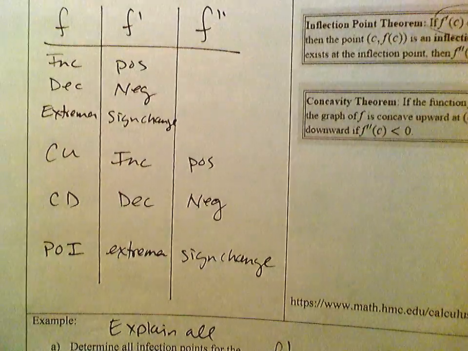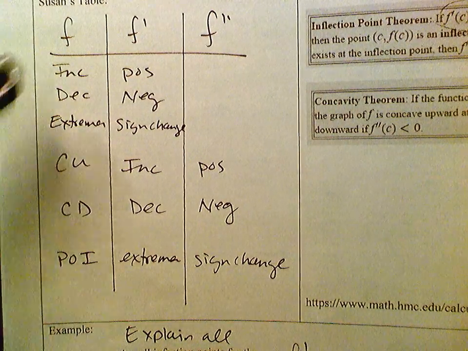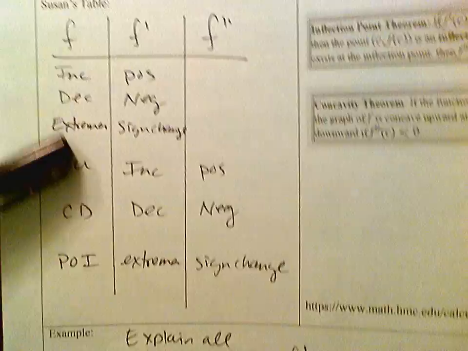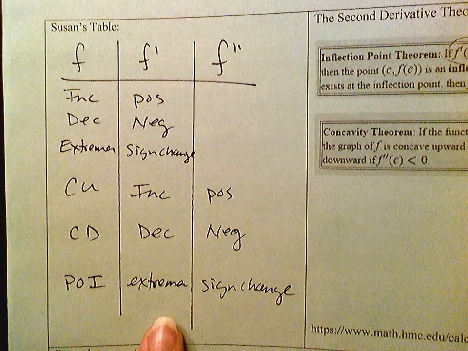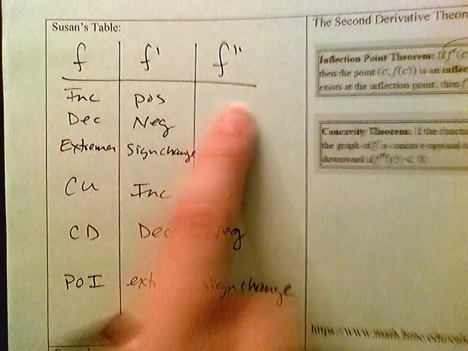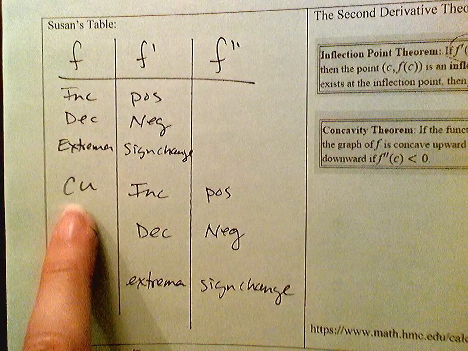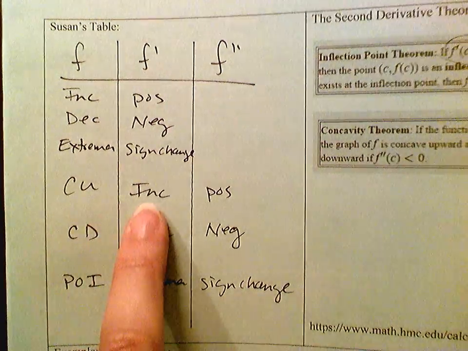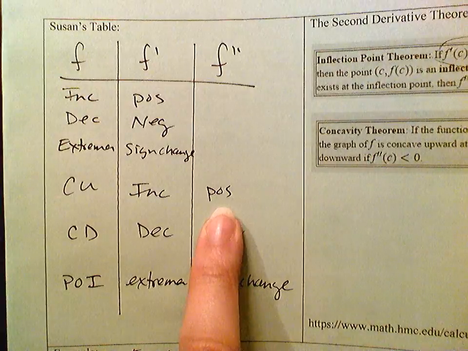So if you flip over here, the page right before this, we wrote down Susan's table. We're going to be referring to this, and guys, the information in this table really does need to be automatic, okay? The things that appear in the same row are synonymous with each other. For example, for f to be concave up is the same as saying that f prime is increasing, is the same as saying that f double prime is positive.